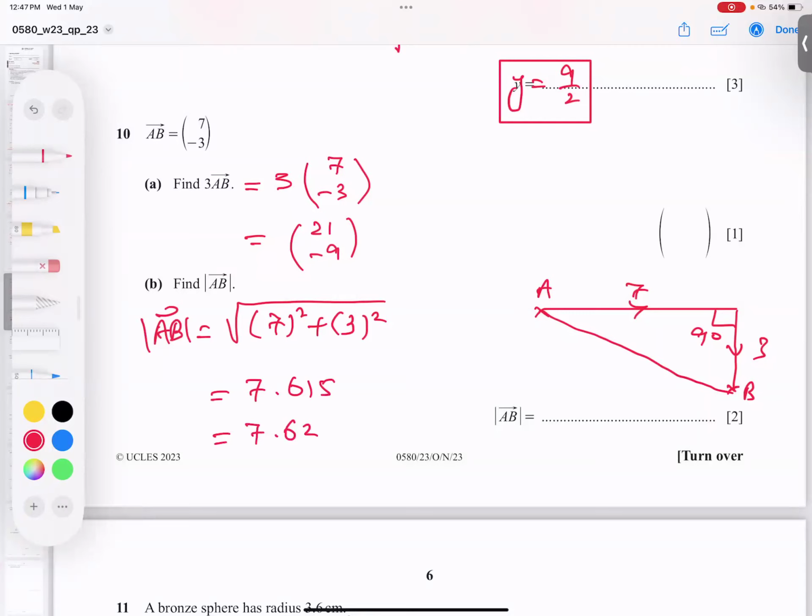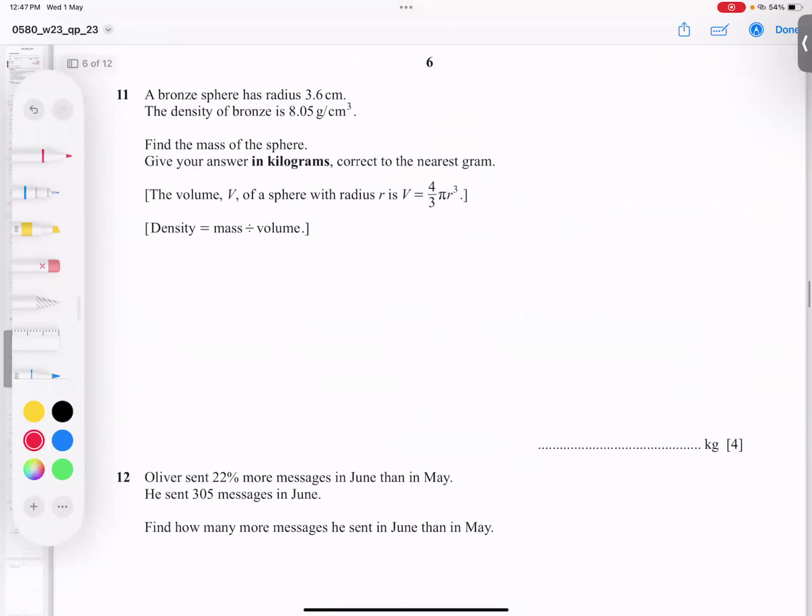Okay, student, let's go for next part. Next question, number 11. He's saying a bronze sphere has a radius 3.6, and the density of bronze is given here. So bronze density given, and radius given. This is a sphere, radius is 3.6. Find the mass of the sphere in kilograms.